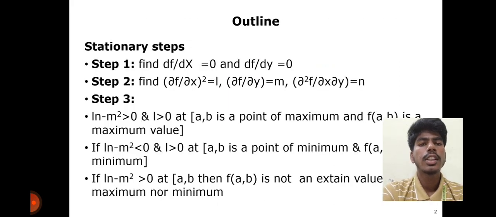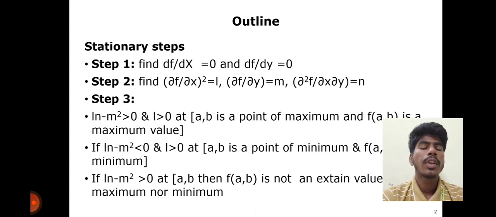the stationary steps. Step 1: find the differentiation, ∂f/∂x equal to 0 and ∂f/∂y equal to 0. It means the given function needs to be differentiated and equated to 0.